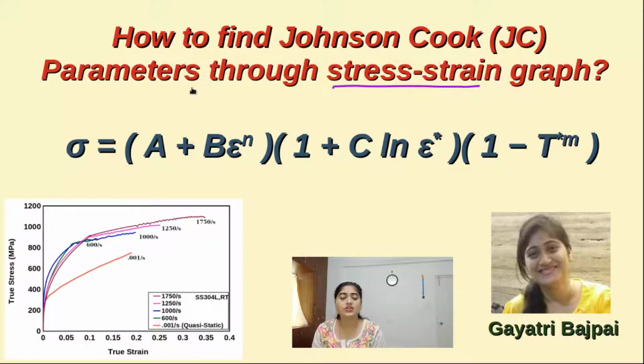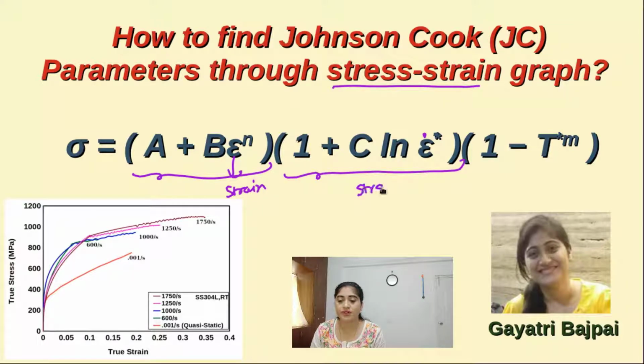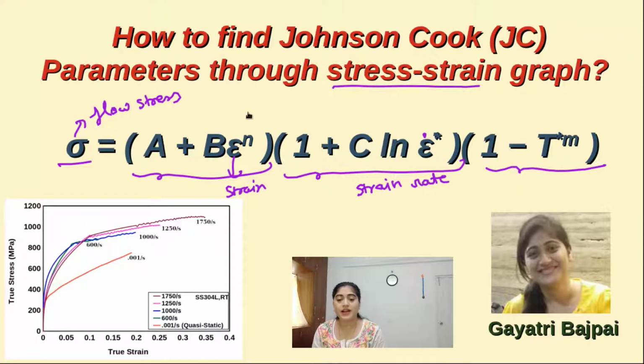So what is the Johnson-Cook material model? It gives the coupled effect of strain, this is strain; strain rate, this bracket gives the strain rate effect; and this is the temperature effect. This coupled effect gives the flow stress. Whatever effect comes through the strain rate and the temperature on the flow stress, we understand through the Johnson-Cook material model.